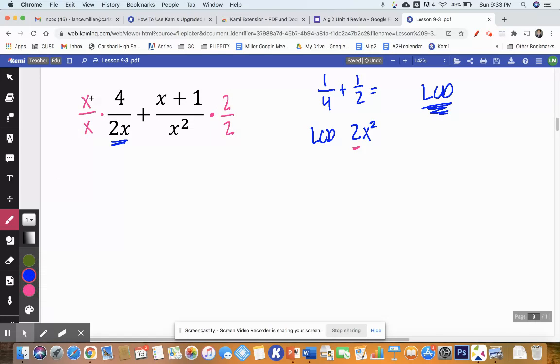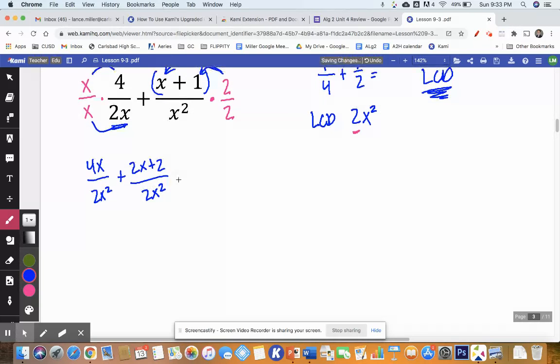Next step here, on top, we have just 4 times x, so 4x over that common denominator, which is 2x squared, plus on the right-hand side, I have x plus 1 times 2. Make sure we distribute that 2. So we have 2x plus 2 over that common denominator. At this point, we just combine the numerator. So we have 4x plus 2x plus 2 over that common denominator. Just combine like terms a little bit. We have 4x plus 2x is 6x plus 2 over 2x squared.